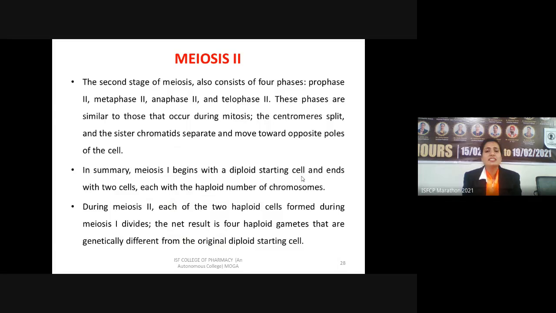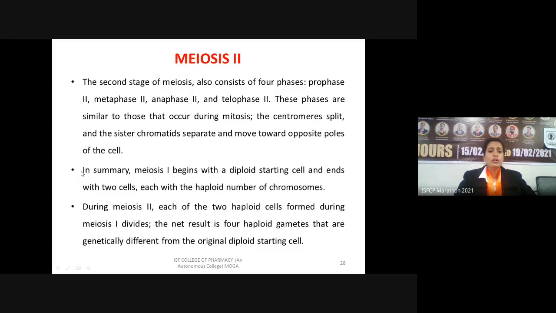Next is meiosis 2. It is the second stage of meiosis, which follows the first stage, that is meiosis 1. So what happens in this case? It consists of four phases like meiosis 1: prophase 2, metaphase 2, anaphase 2, and it is followed by the fourth phase, telophase 2. All these phases are similar to the phases that occur during mitosis that we studied in detail in our previous slide. Similarly, the centromeres will split and sister chromatids will separate and move toward the opposite poles of the cells, like in mitosis.